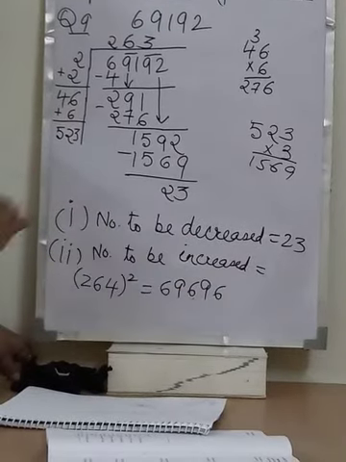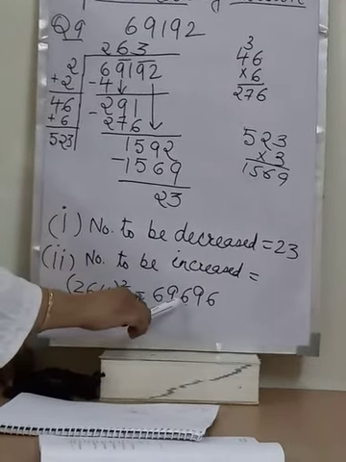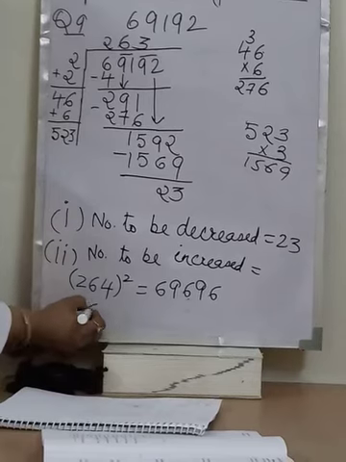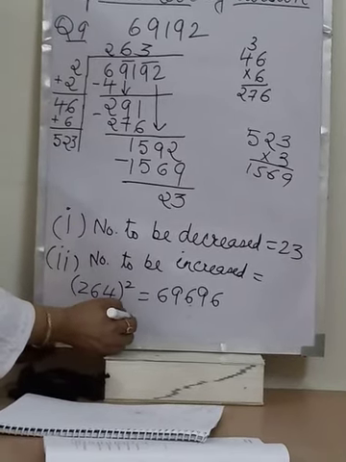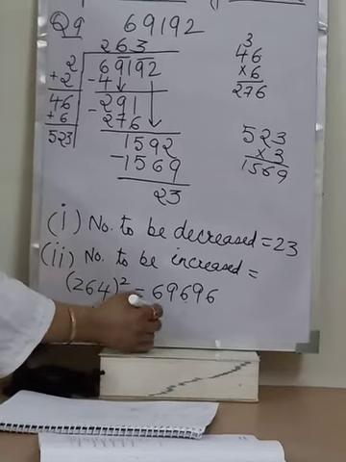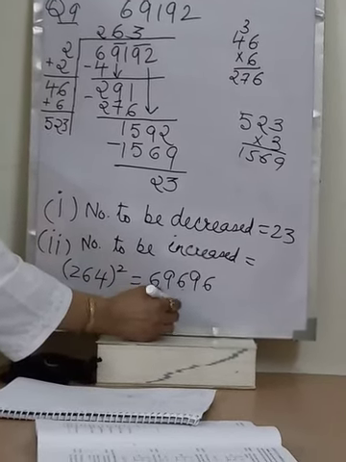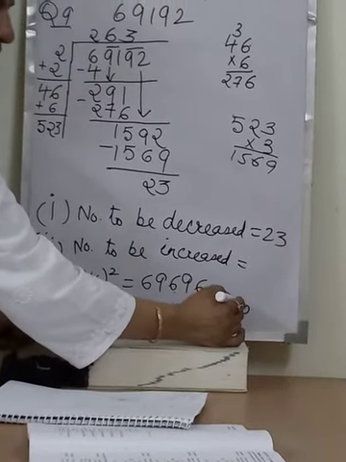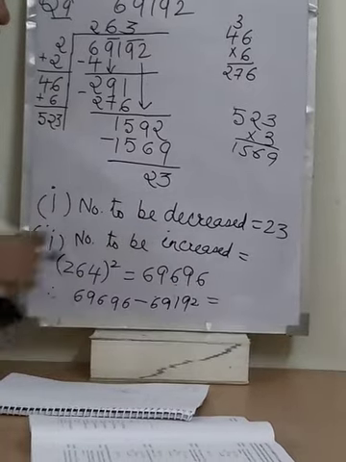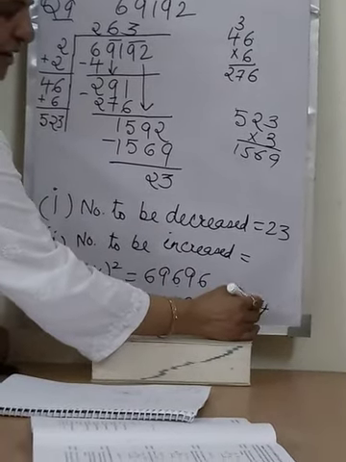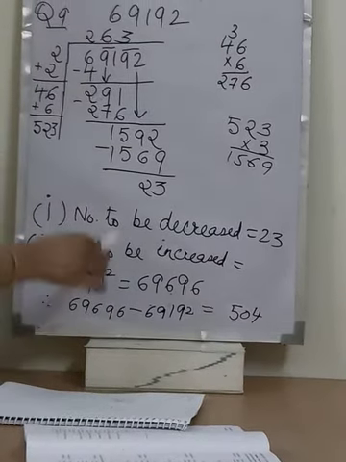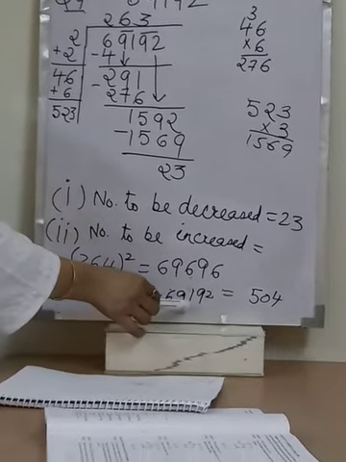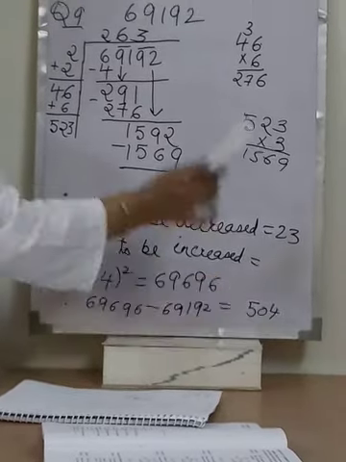We need to add something to 69192 to make it 69696. So the resulting number is 69696 minus 69192. So what number must be added? It is 504. Whenever they ask you to increase or to add, write the square of the next number and then subtract the given number from that and you will get the number to be added.